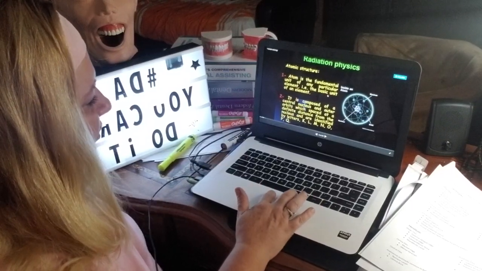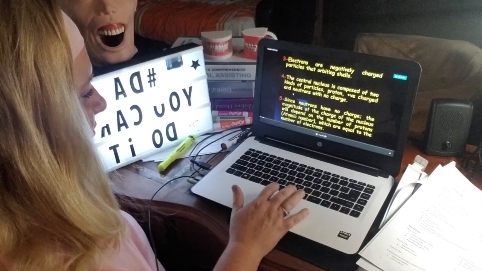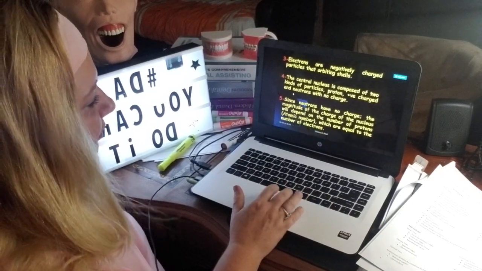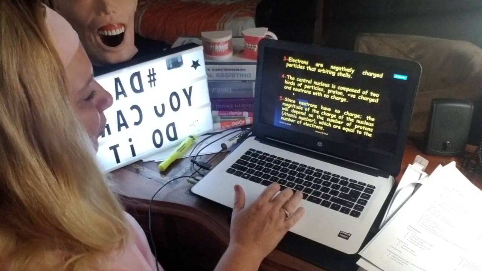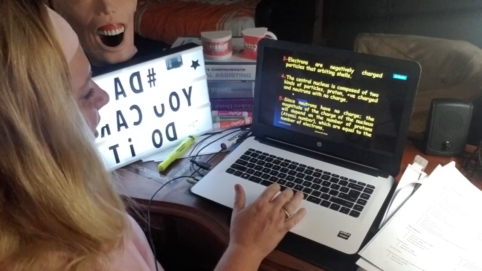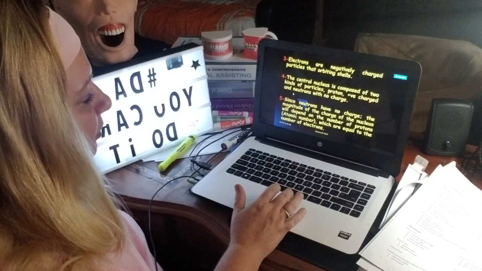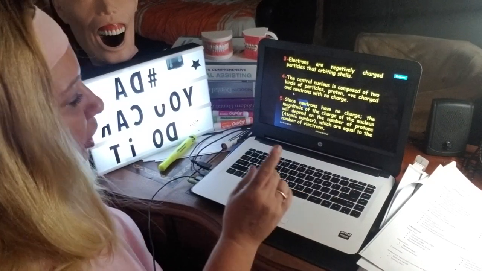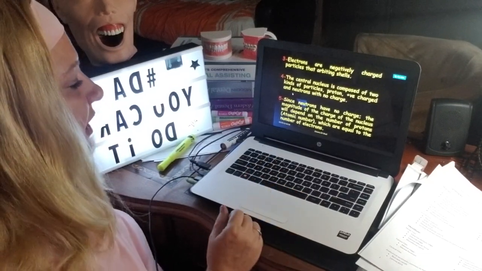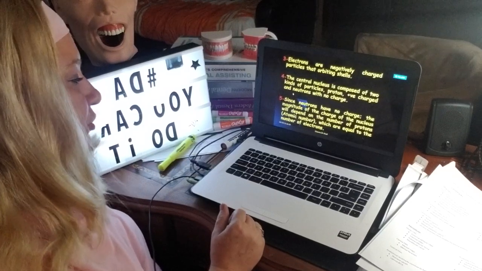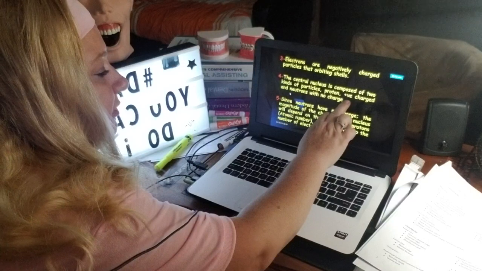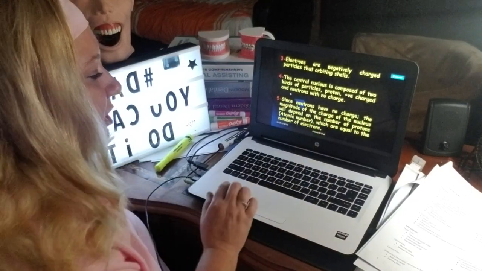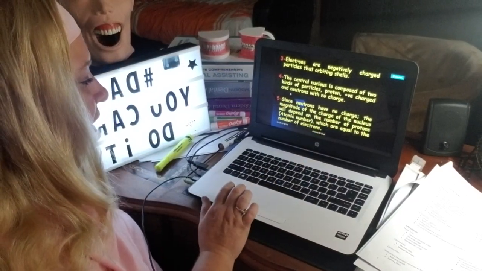The atom is the basic unit of elements. Electrons are negatively charged particles orbiting in shells. The central nucleus is composed of two kinds of particles: protons, which carry a positive charge, and neutrons, which have no charge.